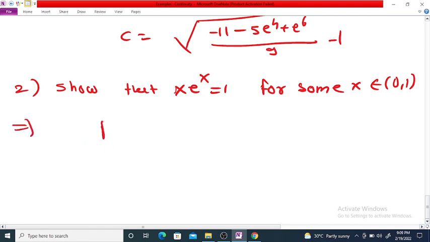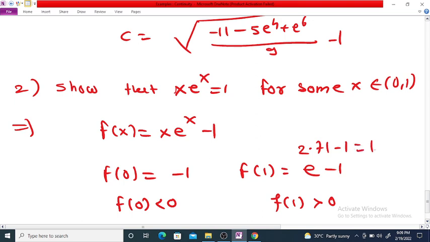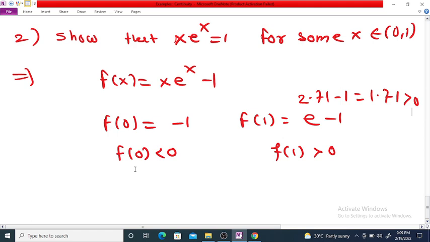So first of all, we consider here f of x is equal to x e raised to x minus 1, then f of 0 is equal to minus 1, and f of 1 is equal to e minus 1. Okay, so f of 0 here is less than 0 and f of 1 is greater than 0. Since e minus 1, e is 2.71, minus 1, it is 1.71, so it is greater than 0. So f of 1 is greater than 0, f of 0 is less than 0, and therefore f of 0 into f of 1 is less than 0. Now this function is continuous everywhere.